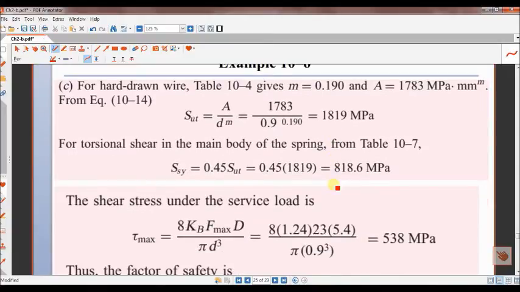Okay. Before I find the shear stress and bending stress at these locations, first I need to find the ultimate strength of the material. So I need to find parameters A and M from table 10.4. For the hard-drawn material, A is 1783 and M is 0.190. So the ultimate strength is 1819 megapascal.